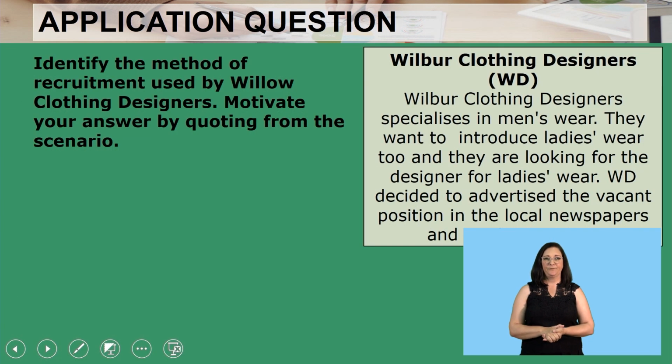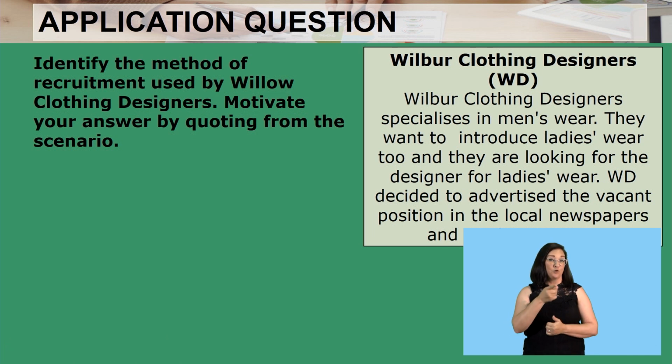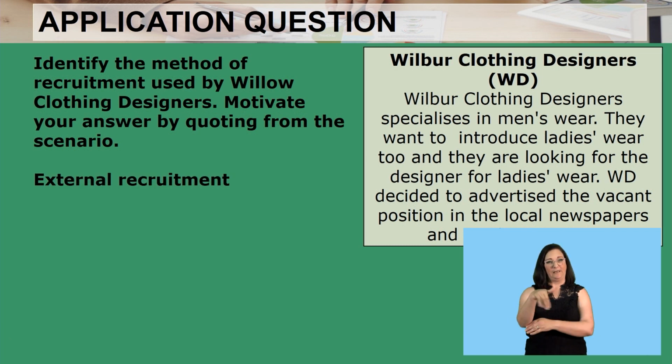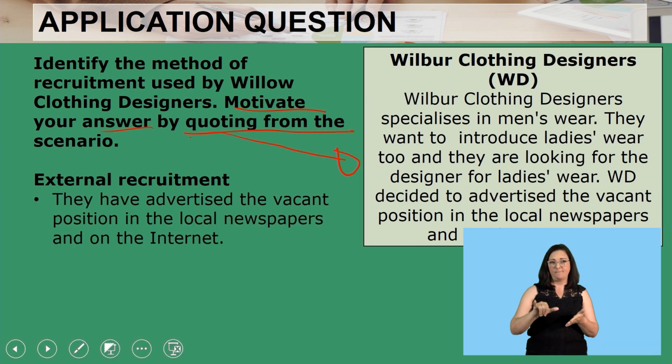Right, let's now start by quoting. I'm sure you have already identified the method of recruitment. Let's see if you're correct. Yes, you are spot on. It's external recruitment. But then how do we know that it's external recruitment? They said, motivate your answer by quoting from the scenario. When you quote, you are taking it word for word from the scenario as is. Let's see if the quotation is correct.